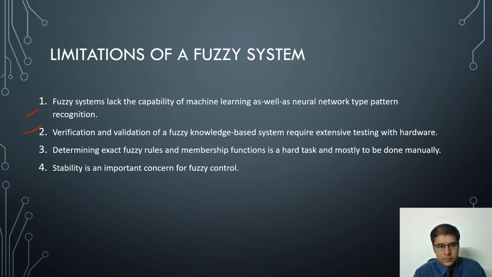The third one is that determining exact fuzzy rules and membership functions is a hard task and mostly has to be done manually. So someone has to program all the fuzzy rules and membership function calculations manually, and it is mostly done by the programmer, and it is thus a hard task. Finally, the fourth is that stability is an important concern for fuzzy control. If stability is not found in the fuzzy system, it is of no use.